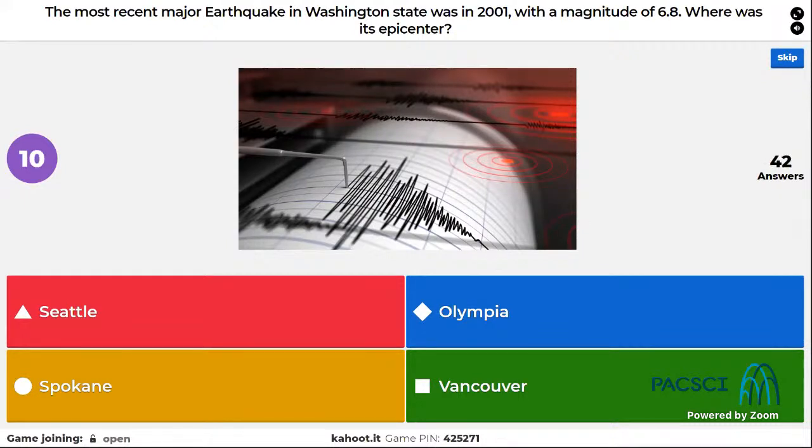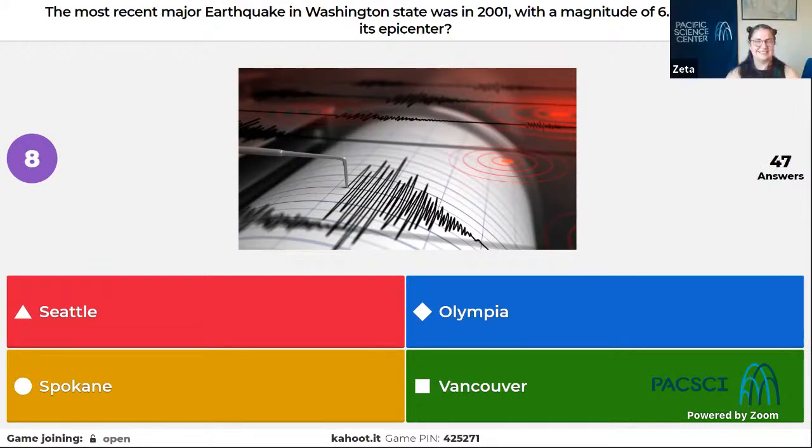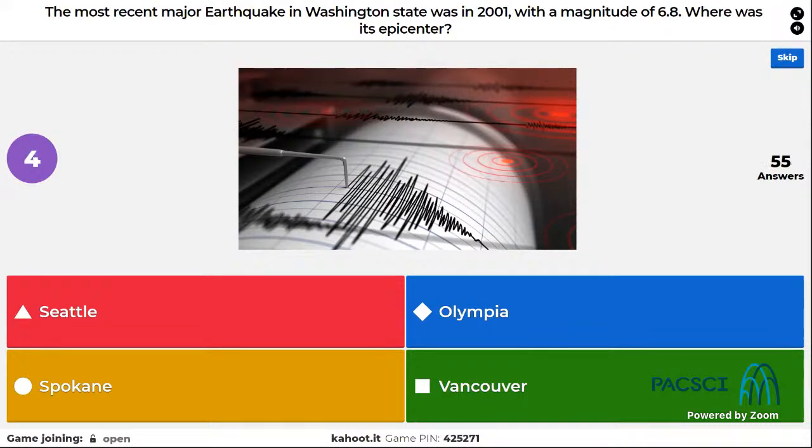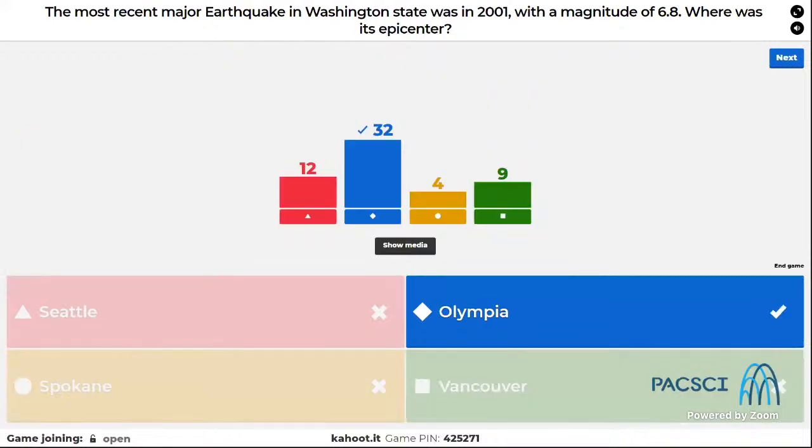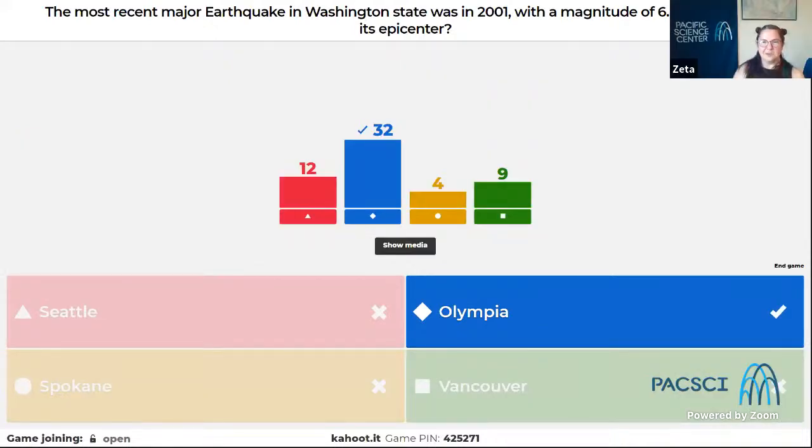Were you in town for that earthquake? I was. I happened to, just that time, I happened to be in Idaho. I missed it. The epicenter was in Olympia. Yep, I was in town. I definitely felt the shaking. It was a very interesting experience. It was my first big earthquake. All right, so that was Olympia.